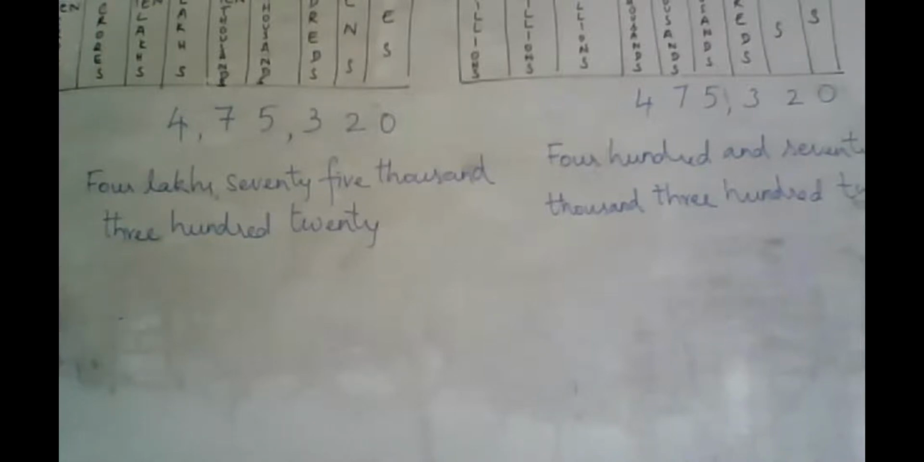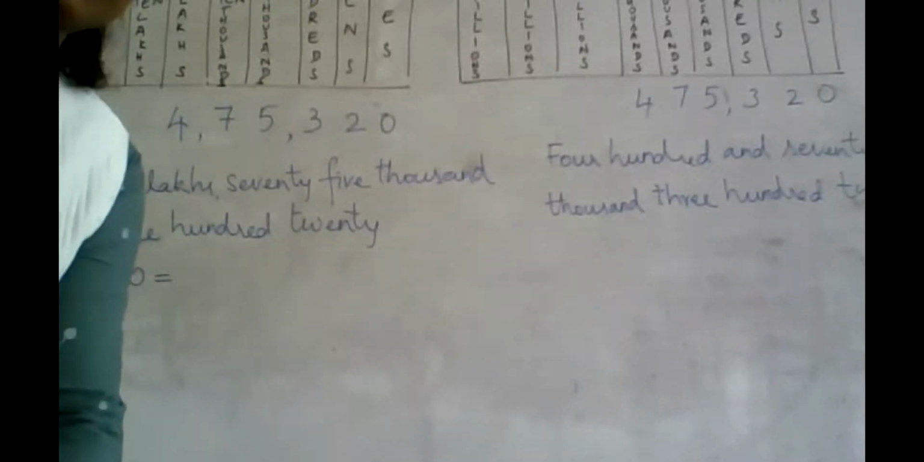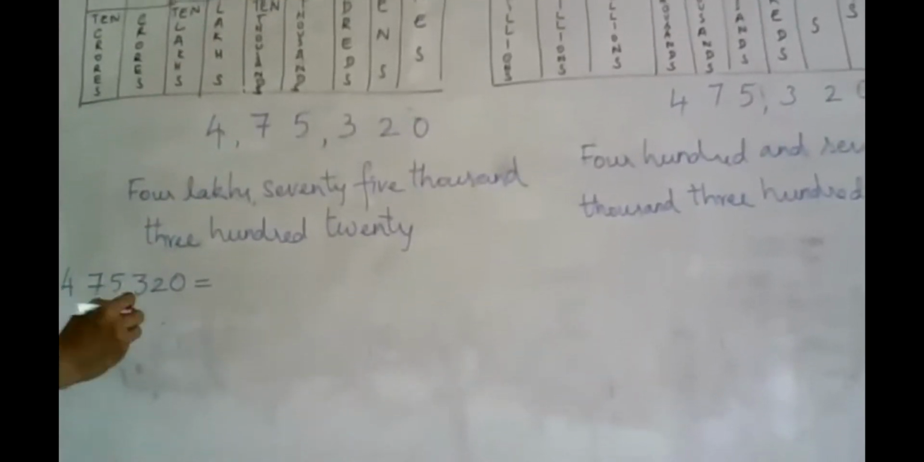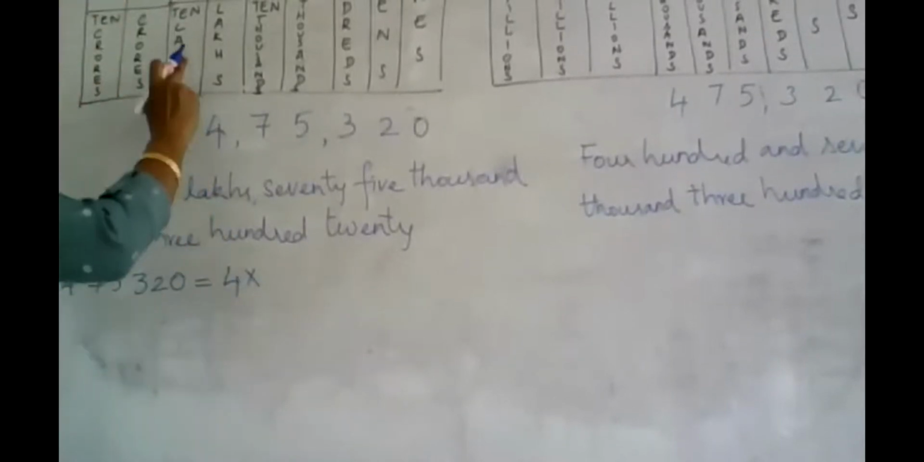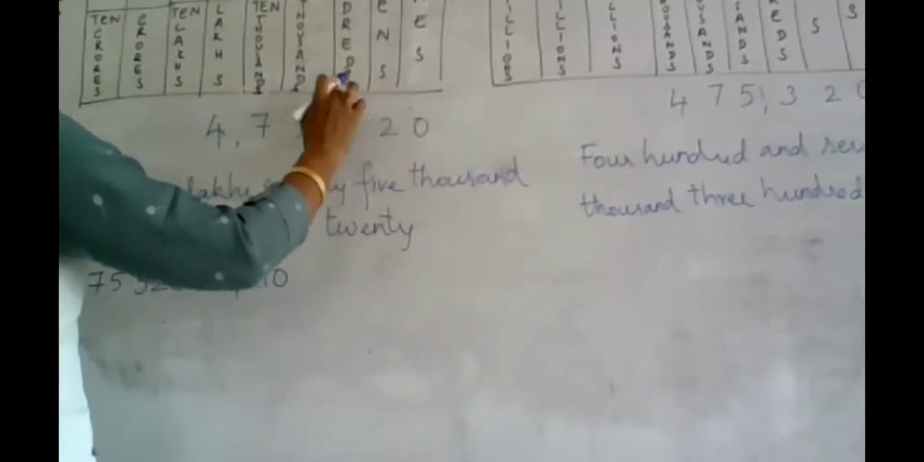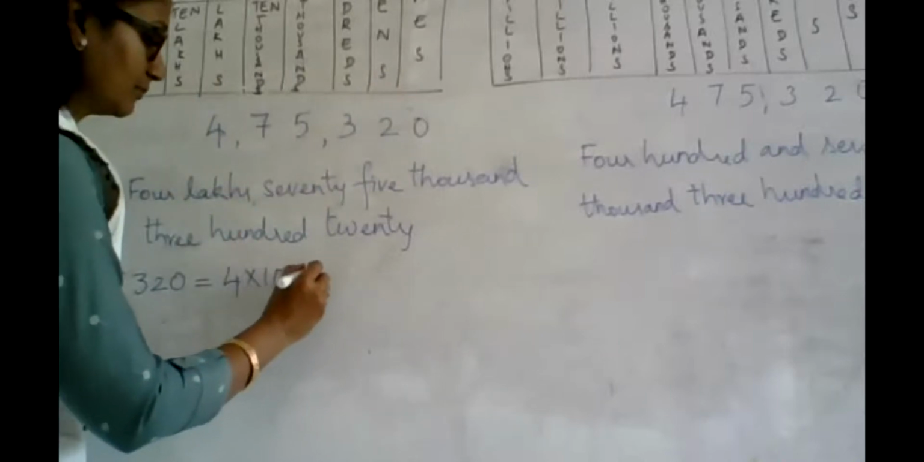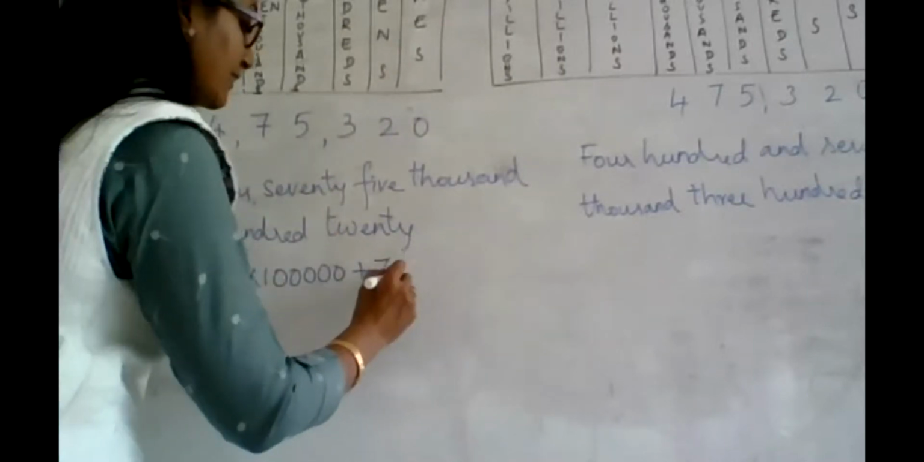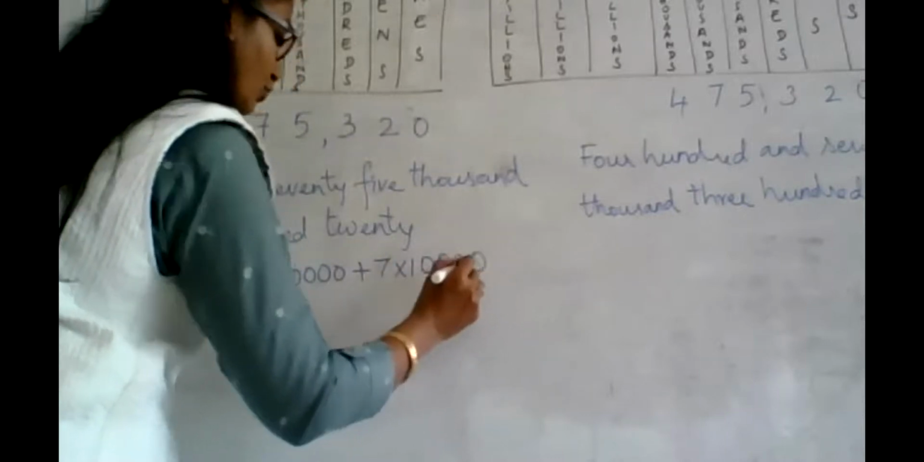So this number, 475,320, will be written as 4 and its place is 1 lakh. That means it is 1 followed by 5 zeros. So that is how it becomes 4 lakhs, because 4 is in the lakhs place, and these are all going to be 0. Then the next place is occupied by 7, which is the 10,000s place. So that will be followed by 4 zeros.